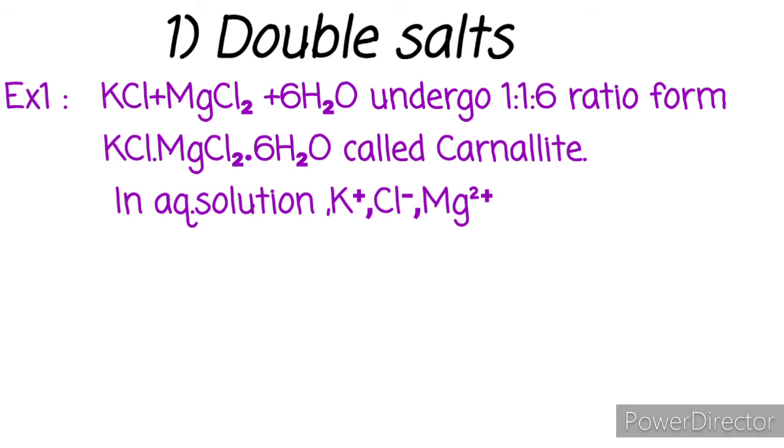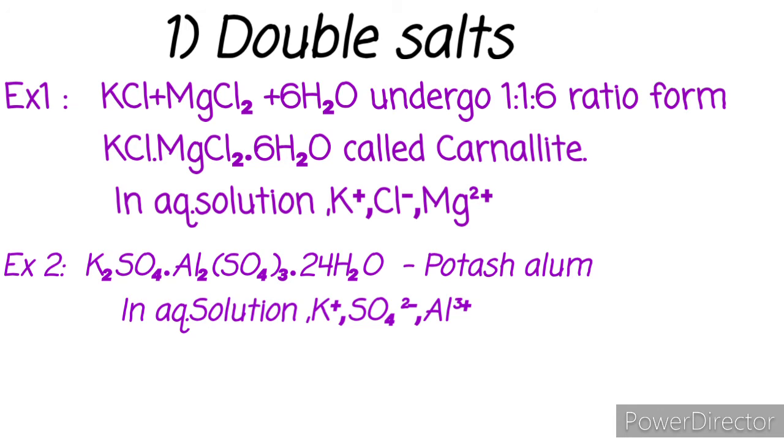First example for double salt, carnallite. It is an addition compound of KCl, MgCl2 and water in 1:1:6 ratio. And in aqueous solution, this compound dissociates into K+, Cl- and Mg2+ ions. In solid state, carnallite shows one property and in aqueous solution it shows ionic properties.